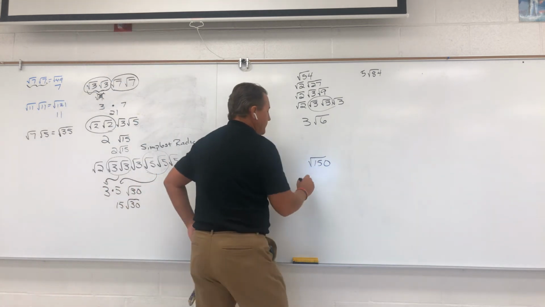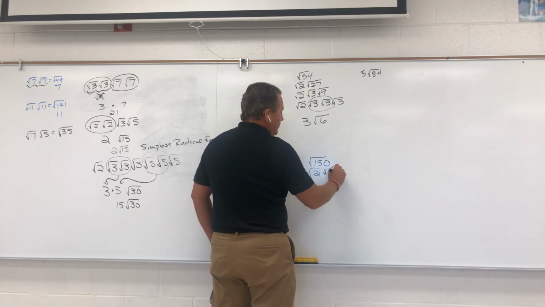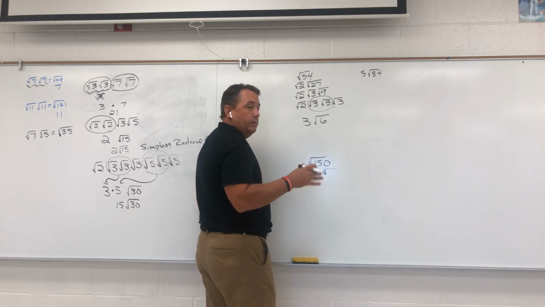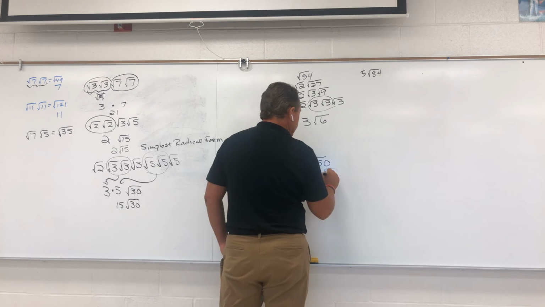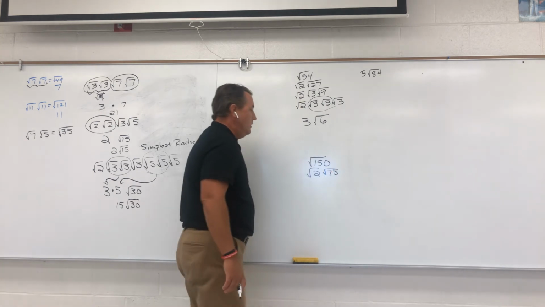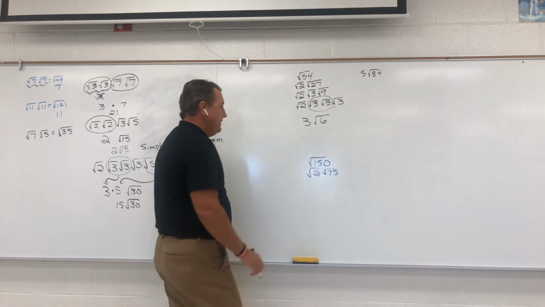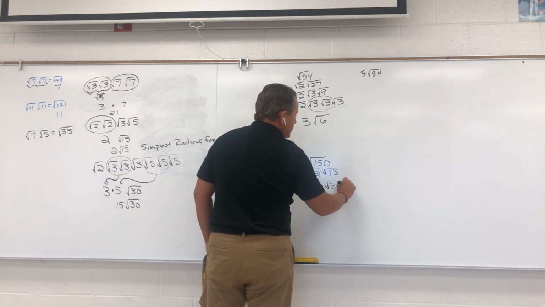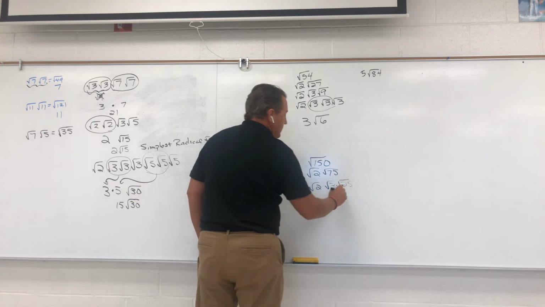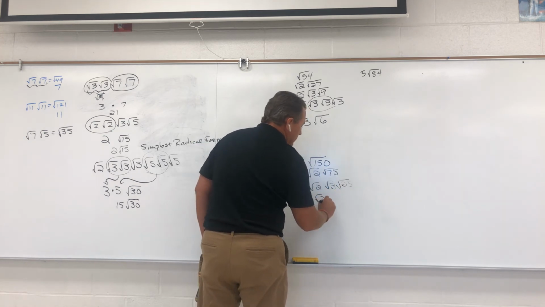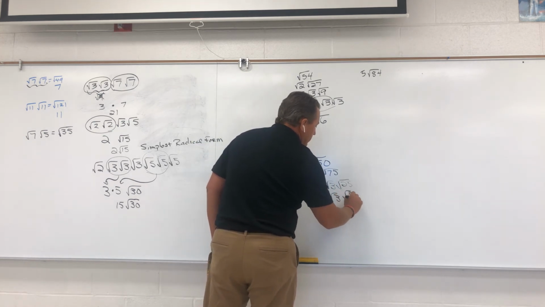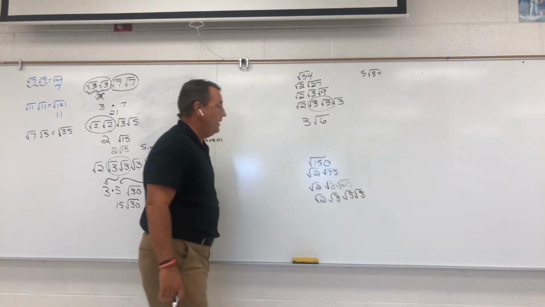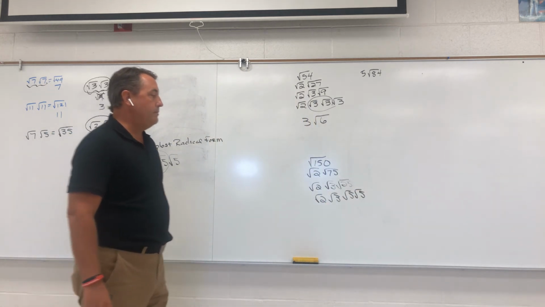So I'm taking the 150. Once again, you do not have to start out like I do. There's different answers. We will all end up in the same place. That's the nice thing about this. 2 times 75 is 150. 3 times 25 is 75. 5 times 5 is 25. We have a pair of 5s.